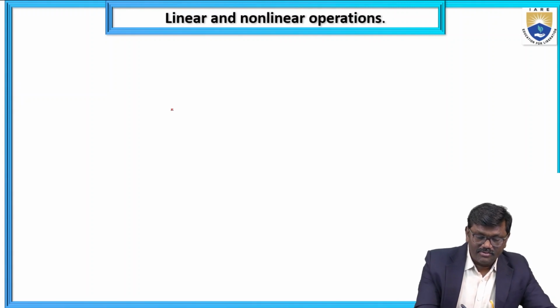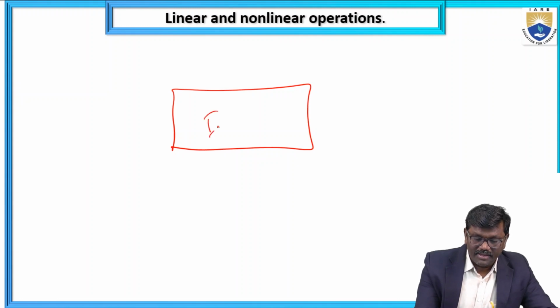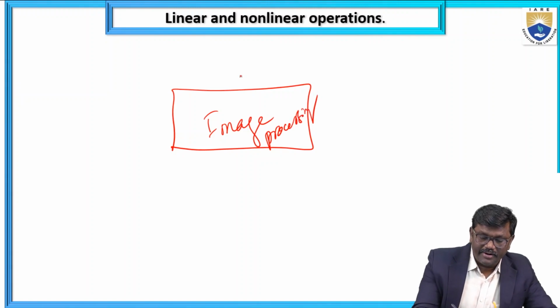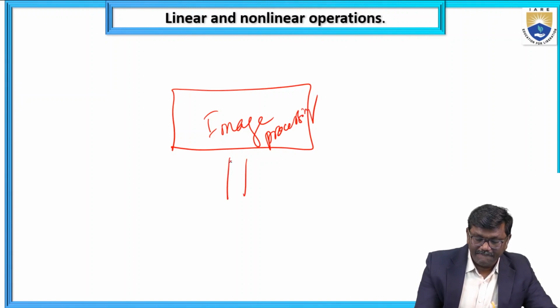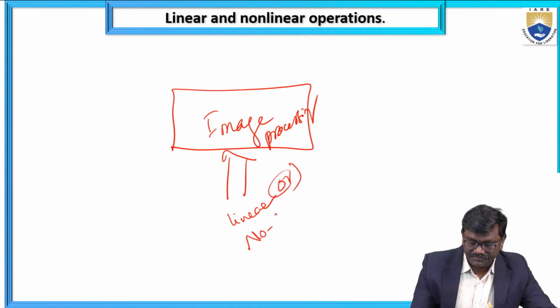How we may understand that inventive manner is here: you take one system, an image processing system. Here you are going to apply your linear operations or non-linear operations.